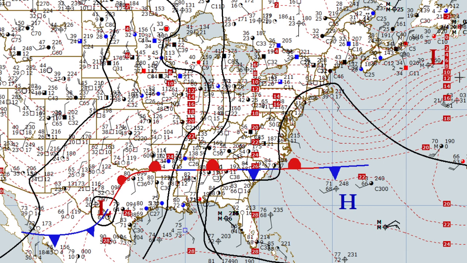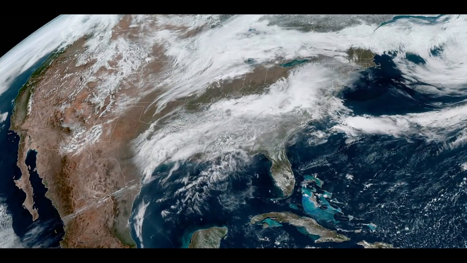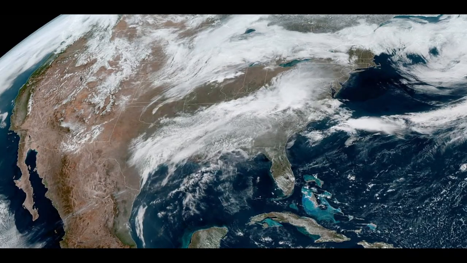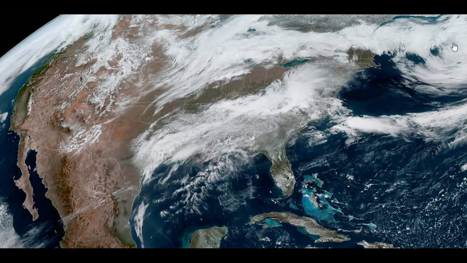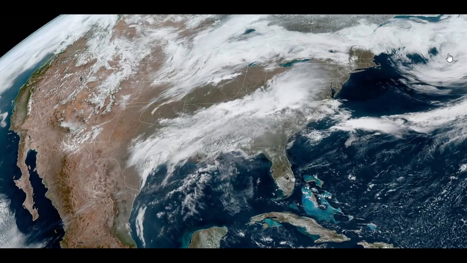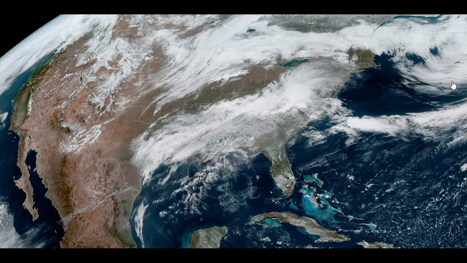Okay, now as strong as that low was on that satellite pic, let me get over there with you. So right here, it looks like a pretty intense low.